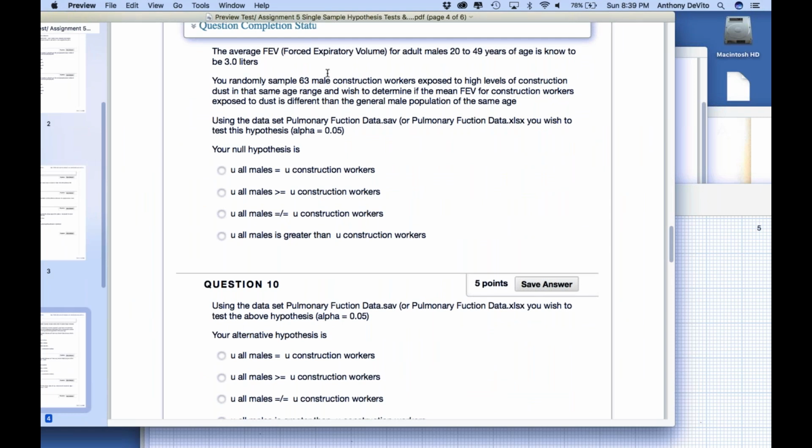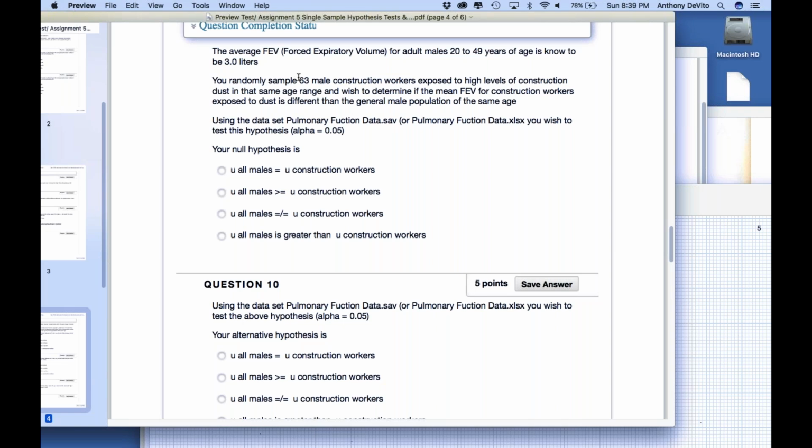The forced expiratory volume for males 20 to 40. That's a pulmonary function test, and many of you know that. It is known to be 3 liters. I think that's the amount of air that you can expel in like one second of blowing out vigorously. You randomly select 63 males. You know that the average for the entire population is 3 liters. That's very well documented. They use these kinds of references all the time.